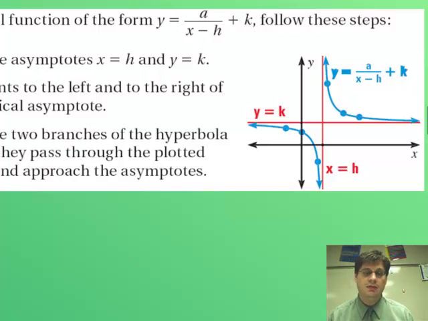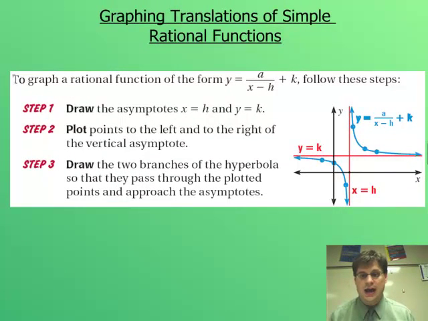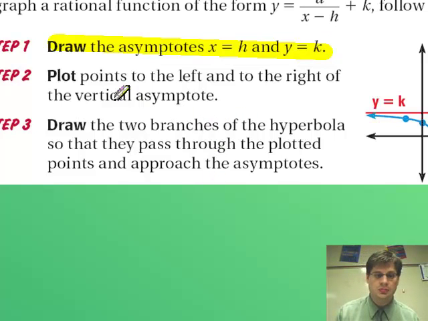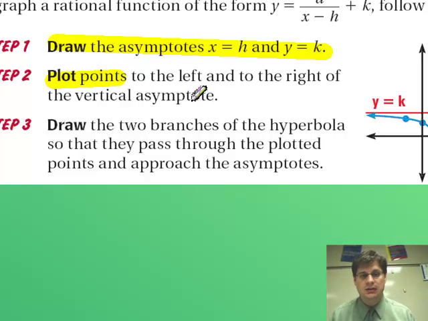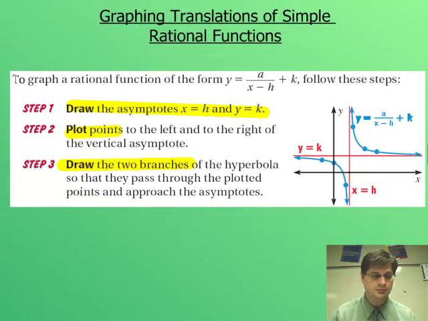Basically, when you're graphing one of these, the first thing you want to do is draw the asymptotes first. These will be your key guide as far as where the branches might be. And then you'll just start plotting points by substituting in values for x and then figuring out y. And once you have the points, you're going to draw those two branches. So let's take a look at one and see how that would work.